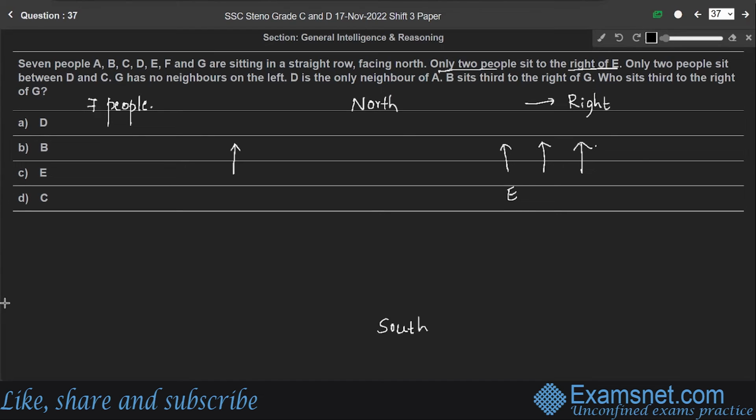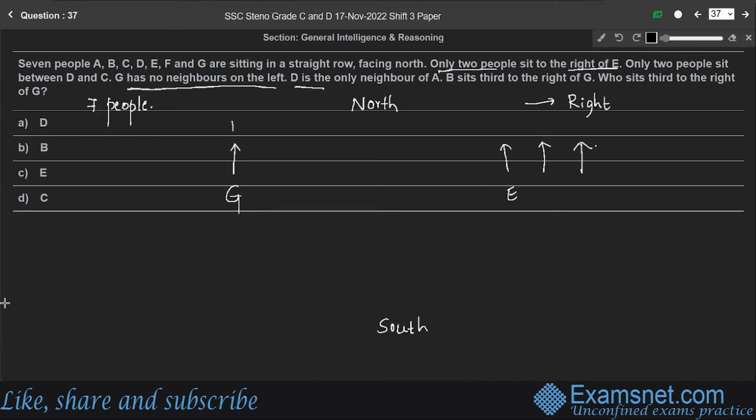Only 2 people sit between D and C. Before taking that, G has no neighbors on the left. On the left, G has no neighbors, which means G is the first person.